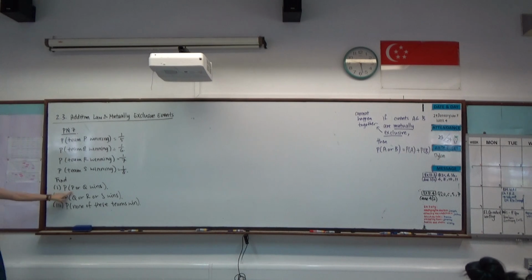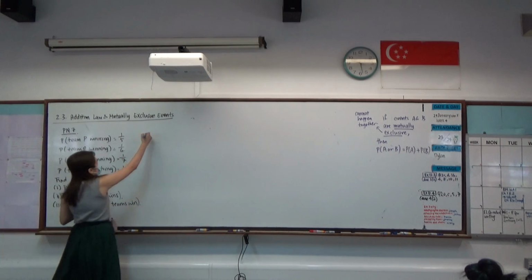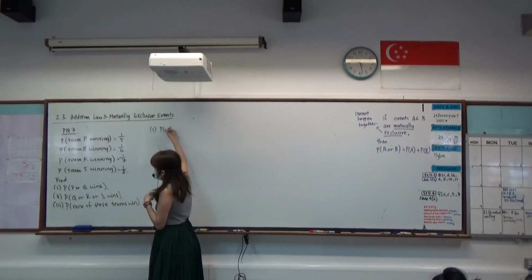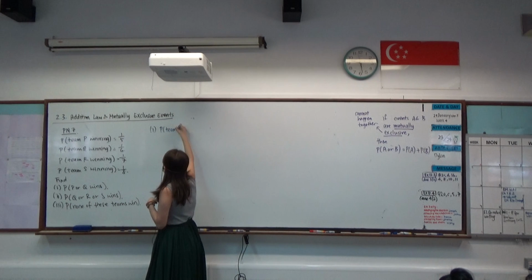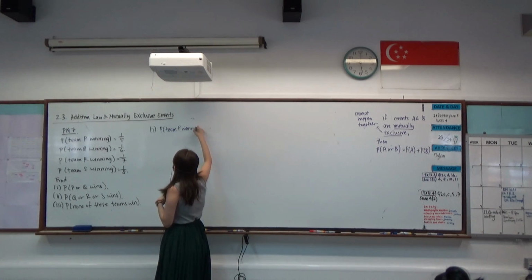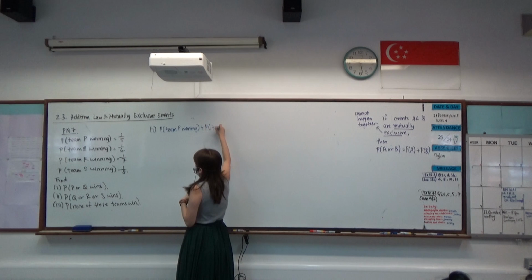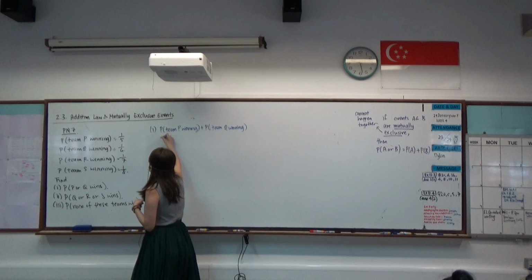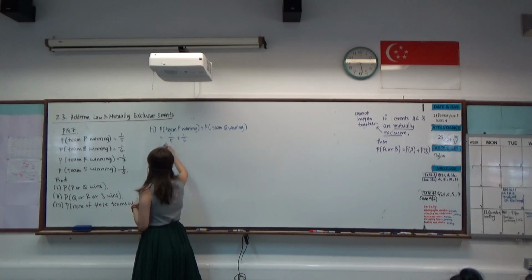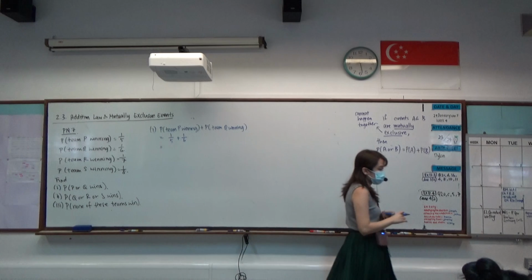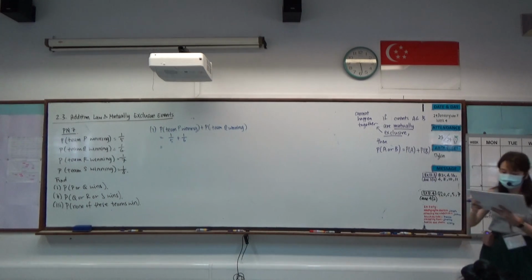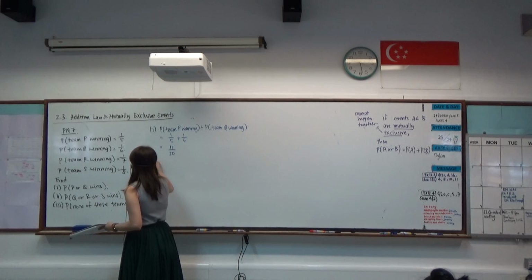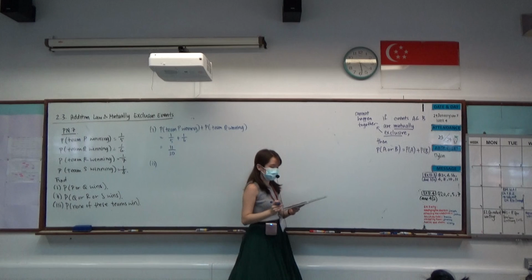So when it comes to the probability of P or Q winning, the answer will then be the probability of P winning plus the probability of team Q winning, since they are mutually exclusive events. So we can take 1 over 5 plus 1 over 6 and we get 11 over 30.